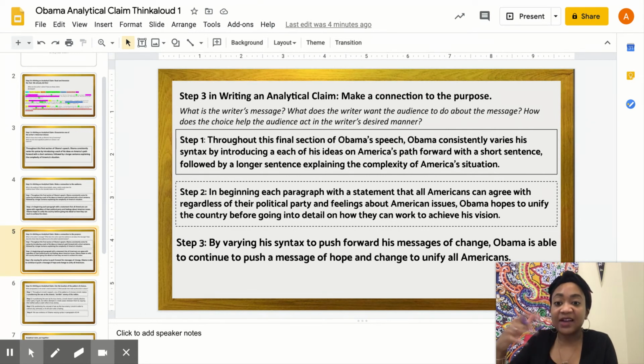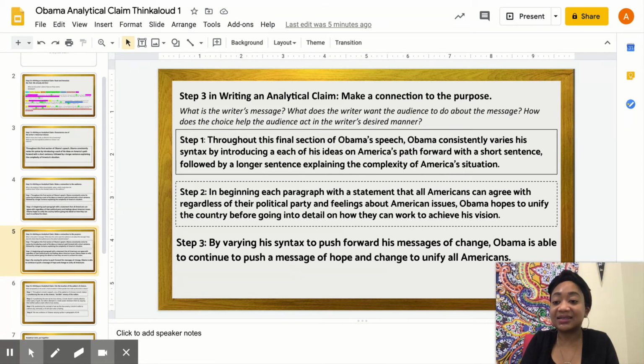Well, I've kind of done some of this work already, but by varying his syntax to share his message of change, right, Obama is able to continue to push a message of hope and change to unify all Americans. I know you told me on Monday his message was about change, a better America, a more hopeful America, right? So by varying his syntax to push that message out, he's able to continue to help unify Americans around this vision, around this purpose.